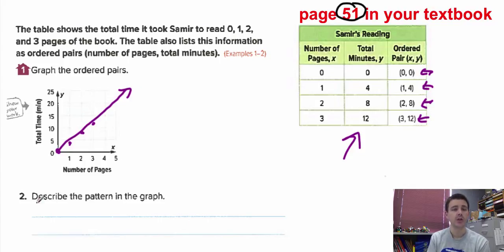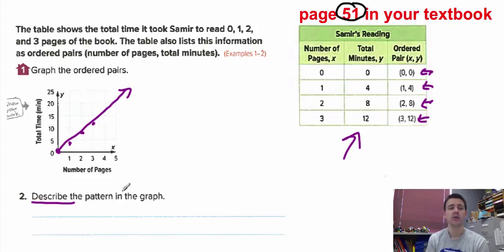Question 2, this is where you earn your money. Describe the pattern. If your first instinct was to go, it goes up, that's not describing it. That's nothing useful to us. How is it going up? Is it going up slowly? Is it going up at the same amount or a different amount each time? Is it a sharp, steep curve or steep line or a very shallow line?